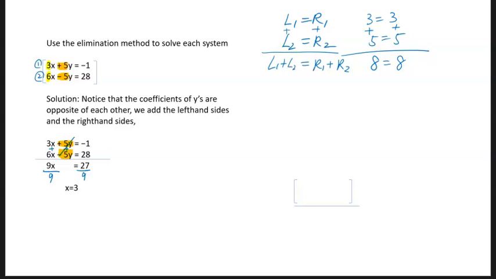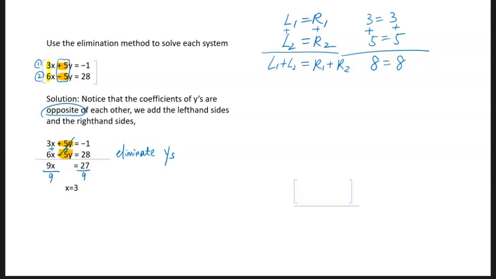Now, how do we get the answer for y? In this case, the numbers in front of y are opposite of each other, but the numbers in front of x are not opposite of each other. Here, because the numbers in front of y's are opposite of each other, we can eliminate the y's.